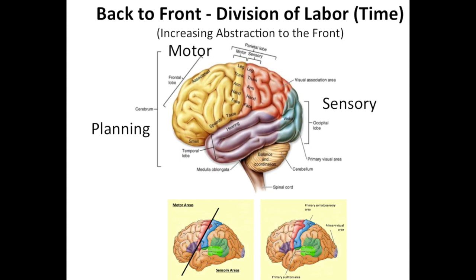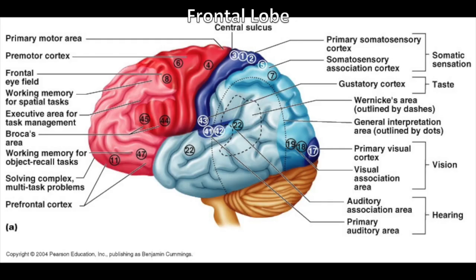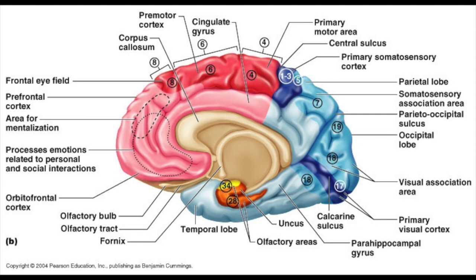And so you work from senses in the back toward continuous abstraction in the front, with the frontal lobe continuing from primary motor to premotor to eye field or motion tracking, working memory for spatial tasks, and then into task management, working memory tasks, and solving complex multitask problems. So from bottom or back to top and front, we continuously assemble ambiguous, seemingly unrelated information into whatever it is we choose to concentrate upon. Well, if we choose to concentrate at all.